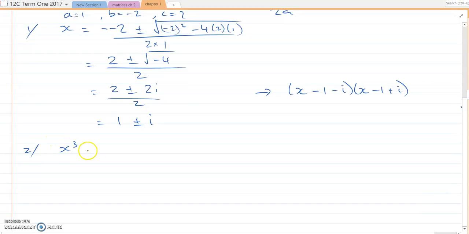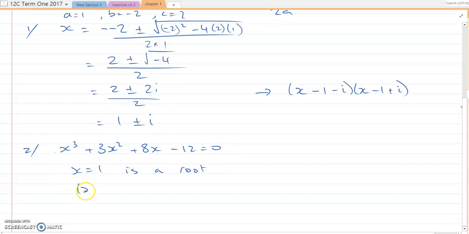x cubed plus 3x squared plus 8x minus 12 is 0. So we've got 3 roots here, and we've got to guess one of them. If you look here, it's quite easy for this one, because 1 plus 3 plus 8 is 12, minus 12 is 0, which means that x equals 1 is a root. If you substitute 1 into this equation, the left side is going to equal the right side.